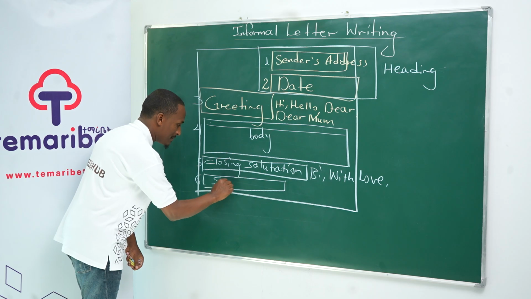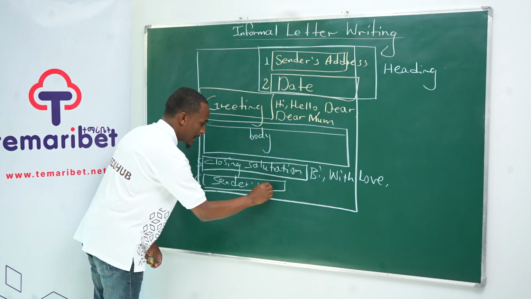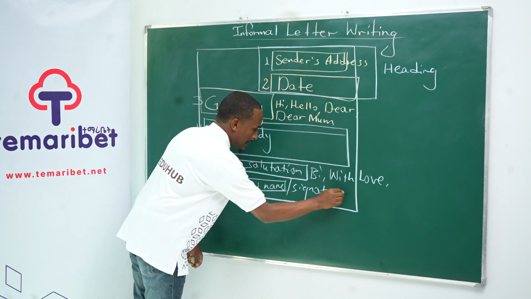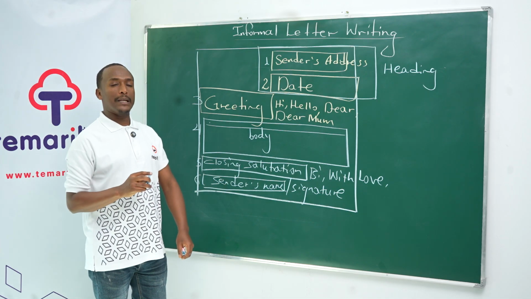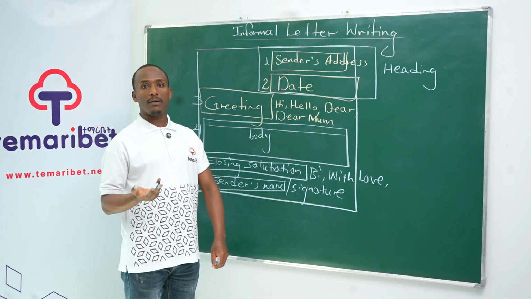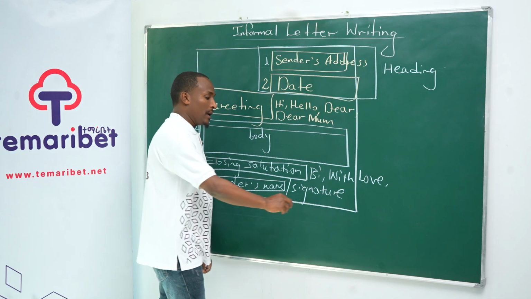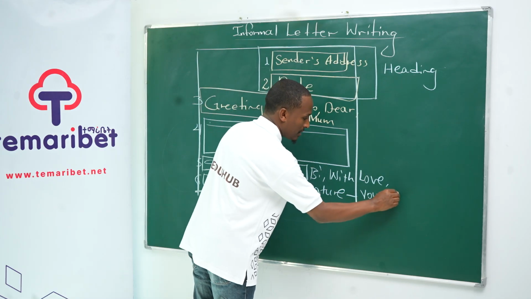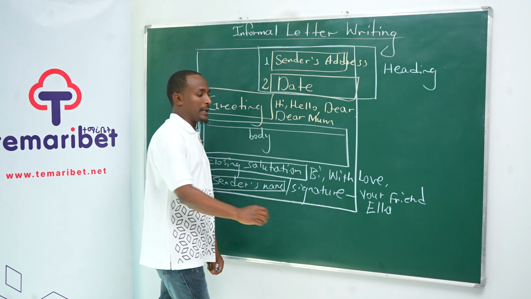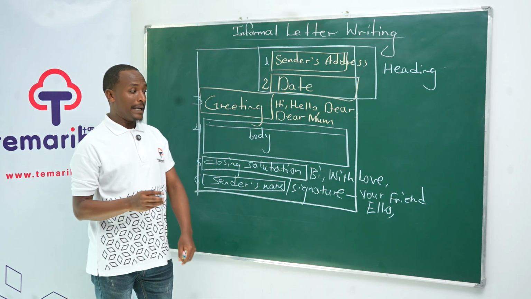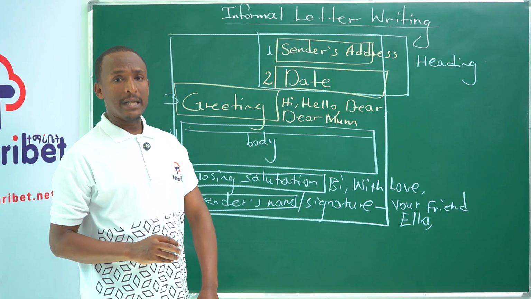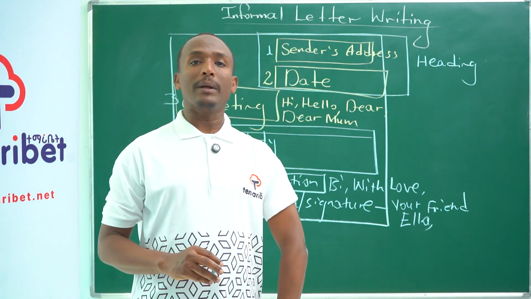And the last step, which means step number 6, is the sender's signature or the sender's name, okay? In the sender's name or in the signature part, you can use contractions, nicknames, and some other very important short forms, okay? Which means like "your friend", like Ella, if the person's name is Elias, or some other nicknames. So we can use contractions while writing informal letters. Guys, let's see a sample informal letter.